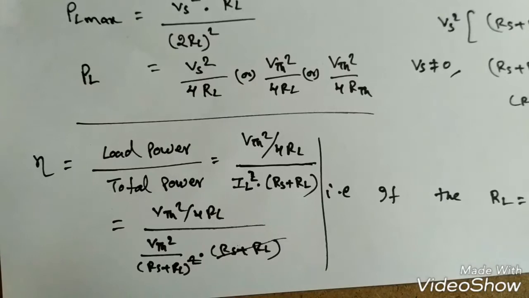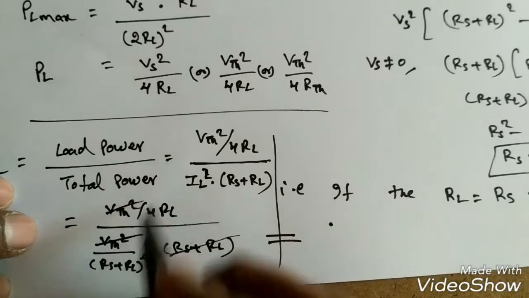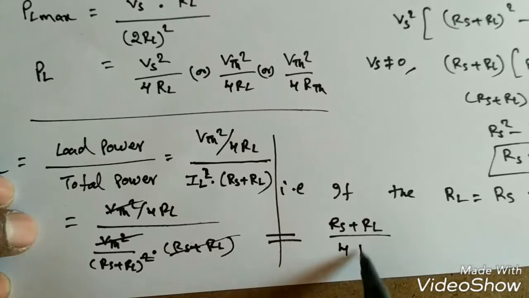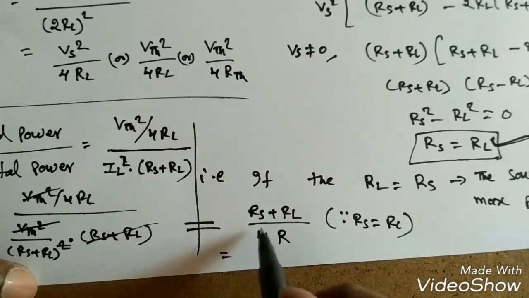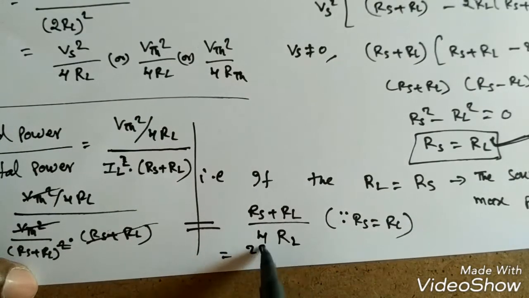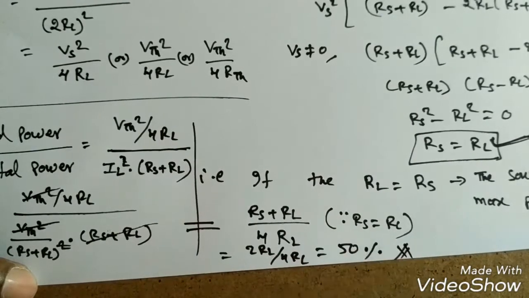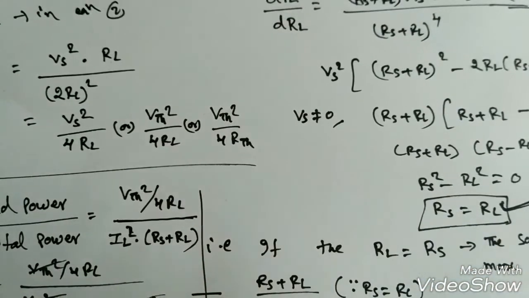So what we will get? Vth square will be cancelled, so we get (RS plus RL) by 4RL. Now since RS is equal to RL, we'll get 2RL by 4RL. It's nothing but 50% is the efficiency. So the remaining 50% will be dissipated across the resistances. So that is about the maximum power condition when both are resistive.